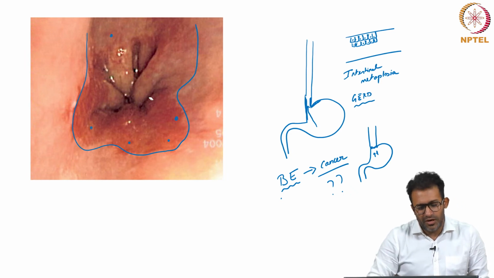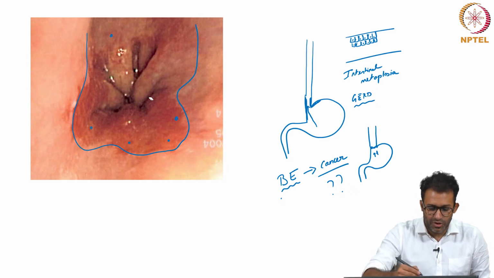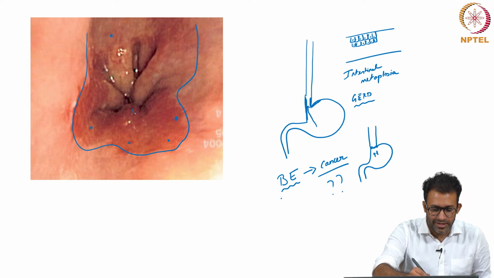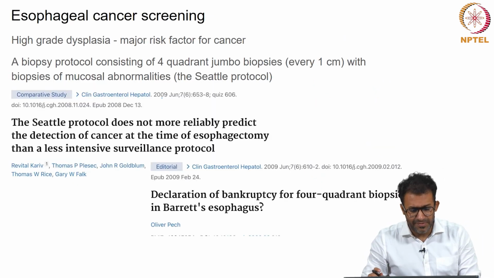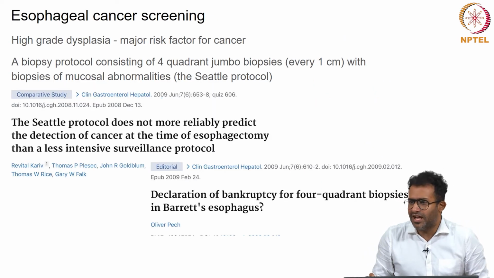Yeah. So what the Seattle protocol does is it goes every 1 centimeter and takes biopsies in every four quadrants, here, here, here, here, and then another 1 centimeter, here, here, here, here. This is the Seattle protocol, and it has been followed for multiple years because we never had a way of determining where the cancer could be.